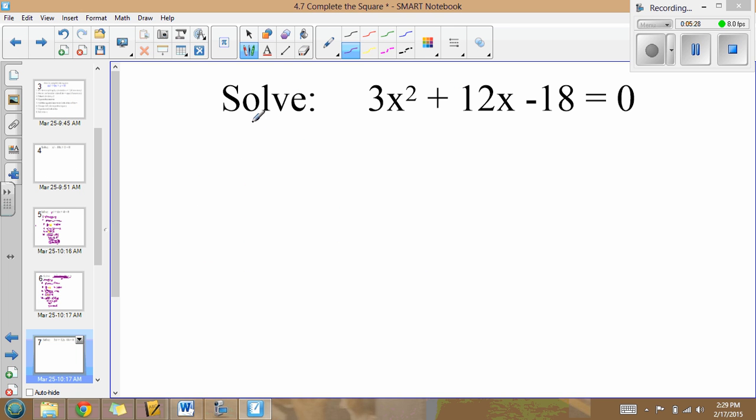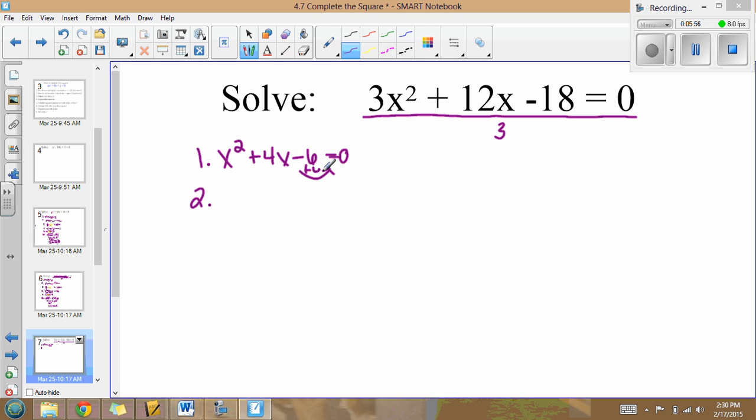Okay, so this next one. Is A 1? No. A, as we can see, is 3. So to get this to be 1, again, you're just dividing by A. So I'm dividing everything by 3. So I have x squared plus 4x minus 6 equals 0.